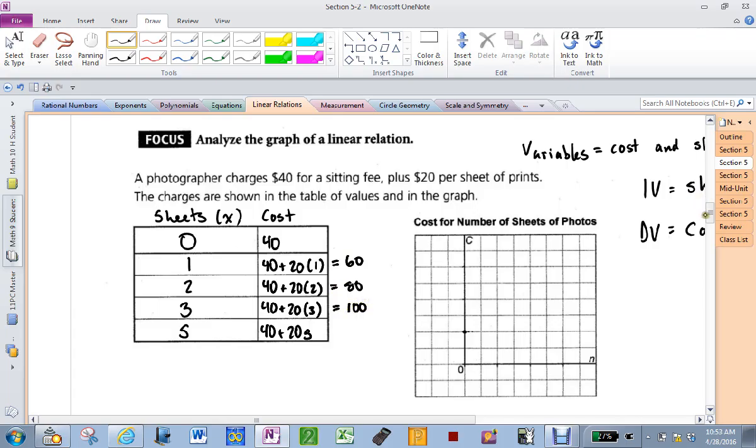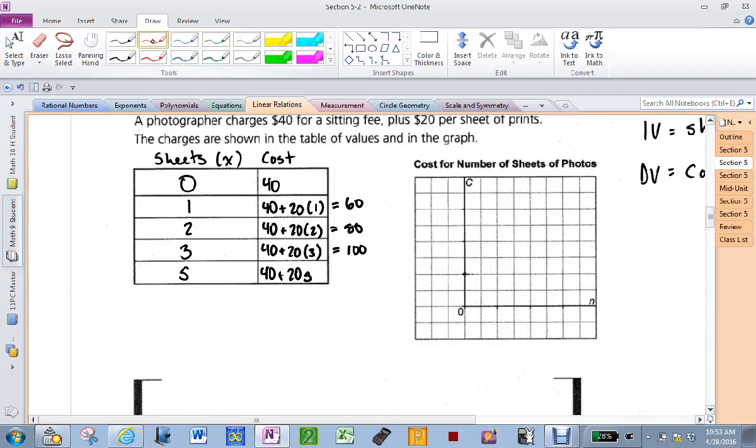Yes. What are the 3 points that we have on the graph? 60. No. 4 points that we have on the graph. Where do I find the numbers that tell me how to graph it? When there's 0 sheets, that's an X. What's the Y? The cost. Which is 40. So I've got 0, 40.